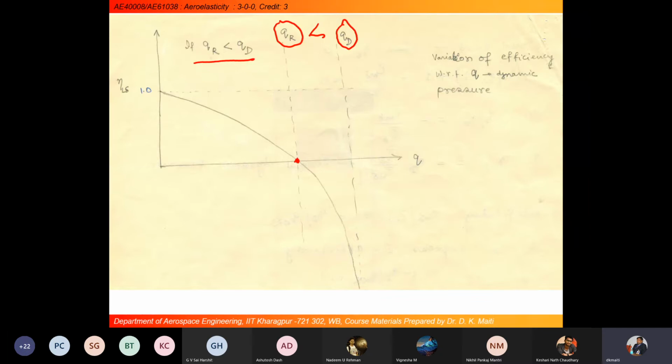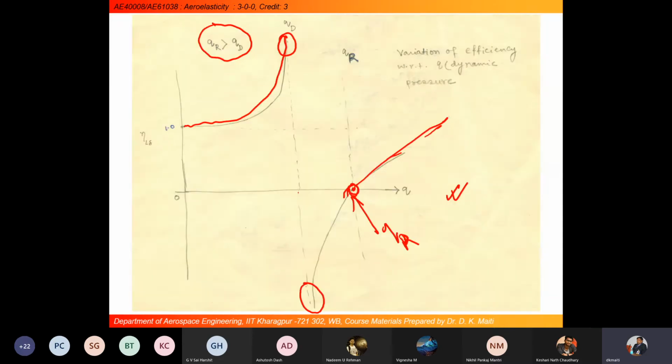When QR is less than QD, we are getting this type of curve. When QR is greater than QD, then we are getting this type of curve. At QD there will be a singularity, and at QR the efficiency will become 0. Is it clear why we are getting the curve in this nature?